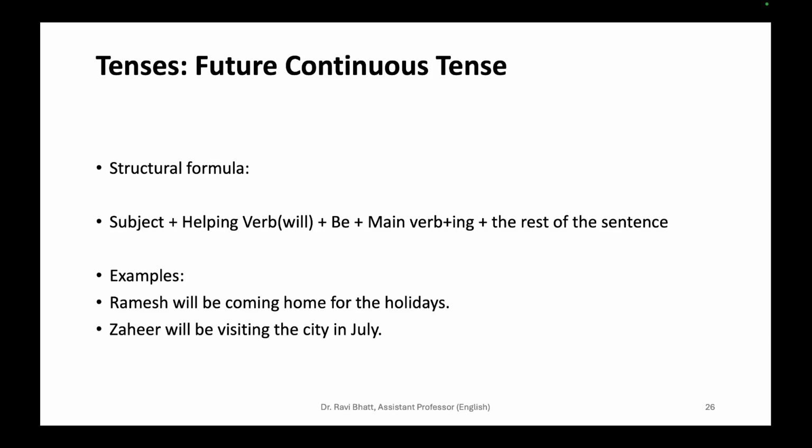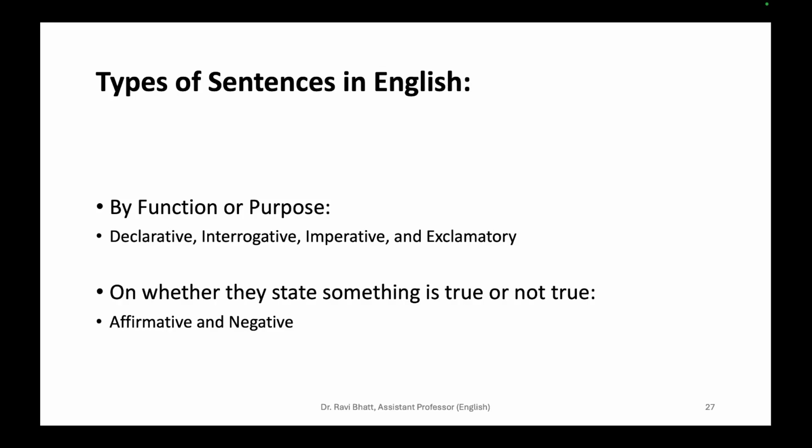So I know what action is going to happen at a specific time, and I'm referring to that time where that action is ongoing. So there I'll use future continuous tense. So in future, some work must be going on continuously, like the name suggests. So the structural formula is subject plus helping verb plus be plus main verb in ing form plus rest of the sentence. For example, Ramesh will be coming home for the holidays, or Zahir will be visiting the city in July.